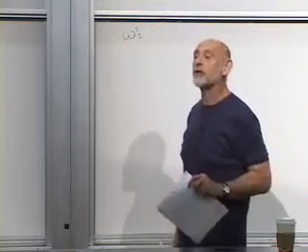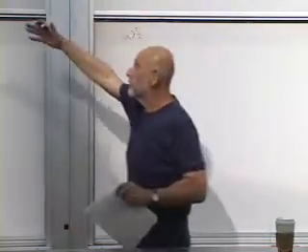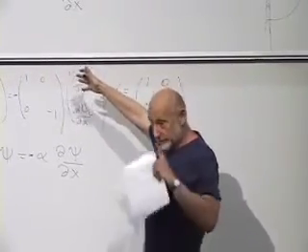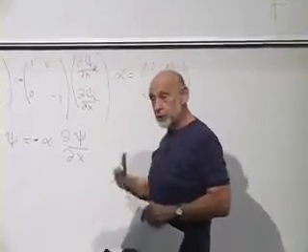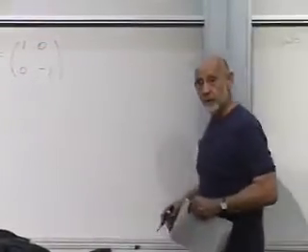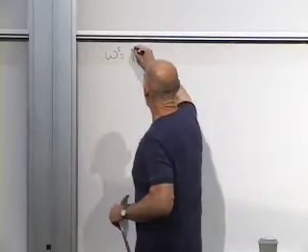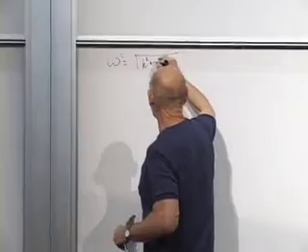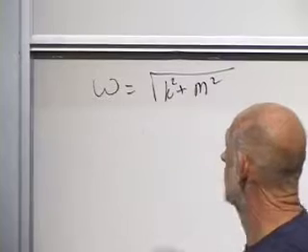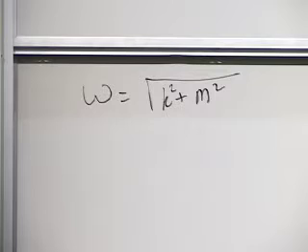No, that's non-relativistic. We want relativistic now. It's obvious we must be doing relativistic physics because we're approaching the speed of light. Non-relativistic is a special case of relativistic when things move very slowly. But what's the formula for a relativistic particle of mass m? Square root of k squared plus m squared. Right. Omega equals square root of k squared plus m squared.